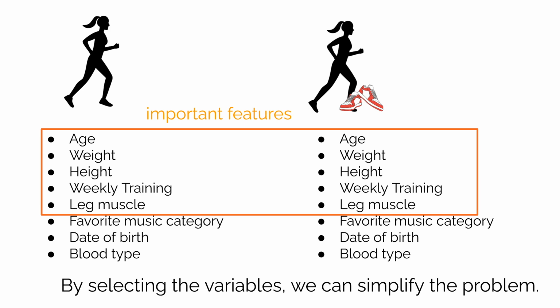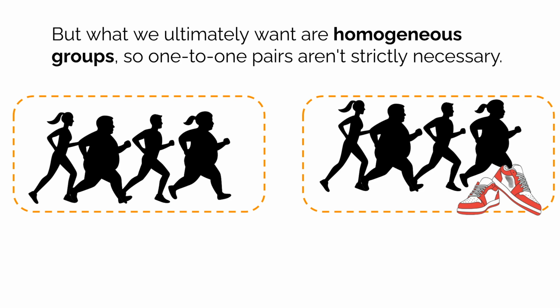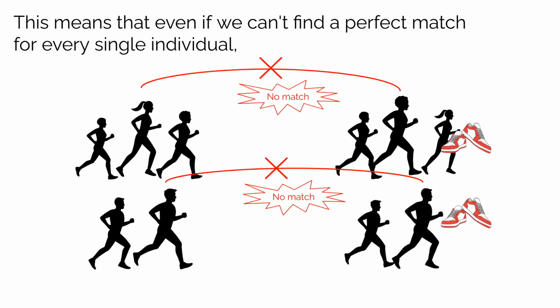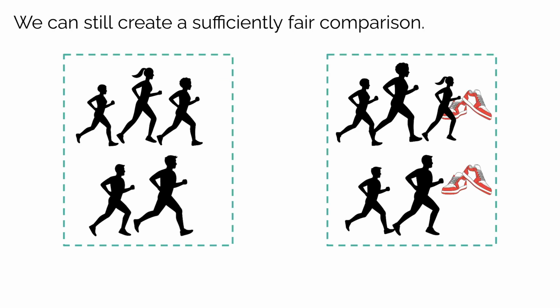Also, we were initially looking for one-to-one pairs. But what we ultimately want are homogeneous groups, so one-to-one pairs aren't strictly necessary. This means that even if we can't find a perfect match for every single individual, it is sufficient as long as the groups are overall similar as a whole. We can still create a sufficiently fair comparison.